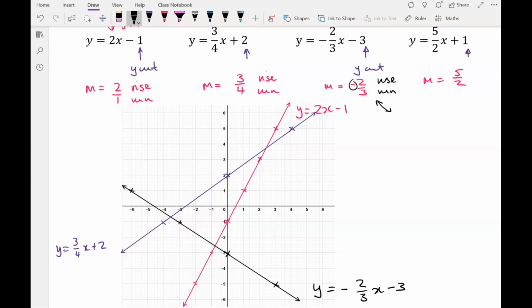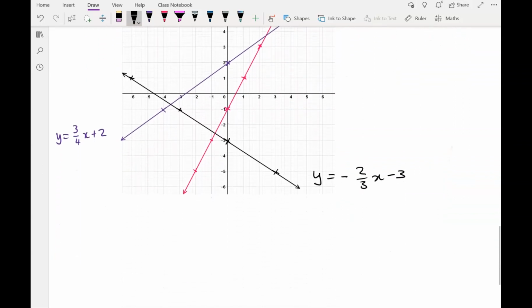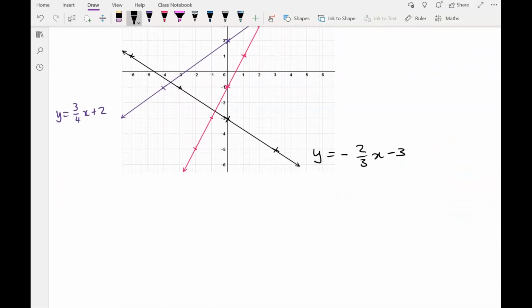So hopefully that gives you an idea of how we can go about drawing this graph using the gradient intercept method. You need to have the gradient, you need to have the intercept. You start off with the intercept, mark that point down, and then pick up 2 further points using the gradient. Now, I don't know if you noticed, but all of these equations were in this format over here. y is equal to 3/4 x plus 2. They were all in the form where y was the subject of the equation. Now, sometimes you're not going to get the equations looking like that. Sometimes they're going to be in a slightly different format.